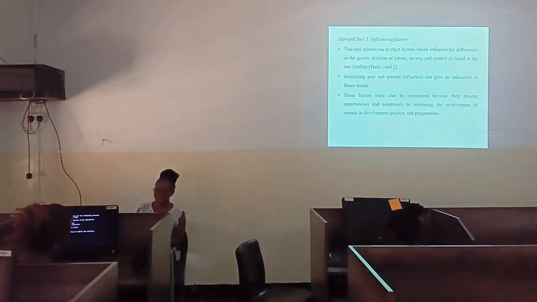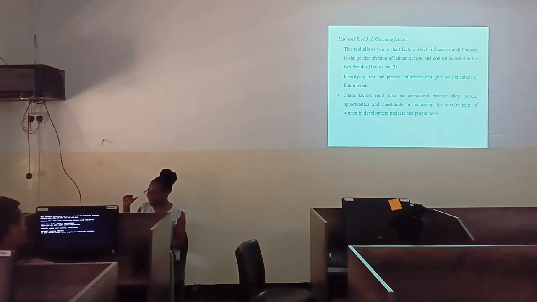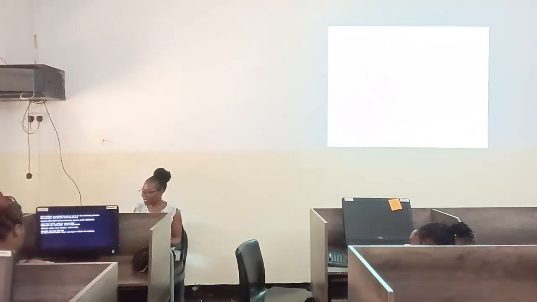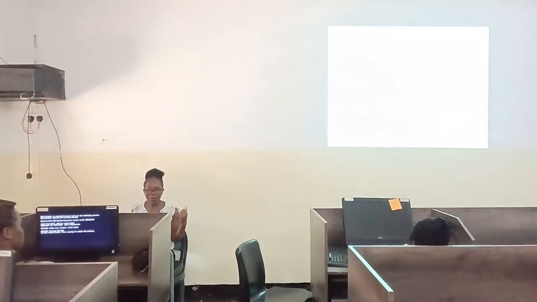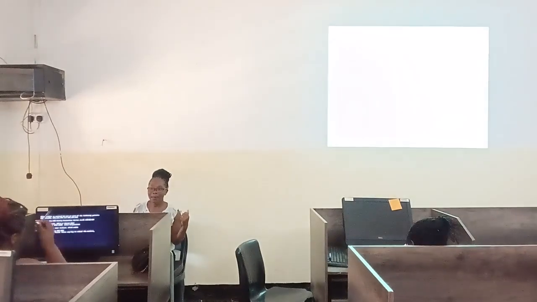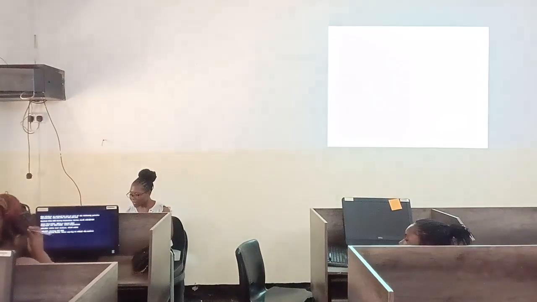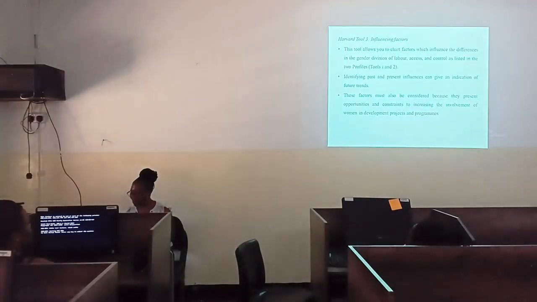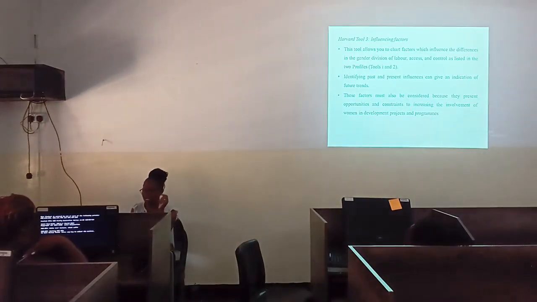So you are trying to identify the past and present influences, issues of culture, beliefs, maybe education levels. Those are some of the issues that can influence access and control and also division of labor. These factors must be considered because they present opportunities and constraints to increasing the involvement of women in development projects and programs. Now you see the relationship.